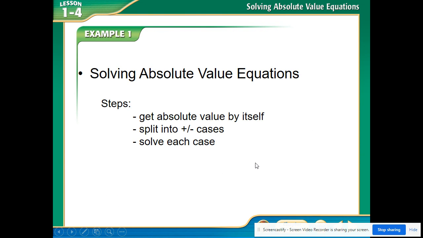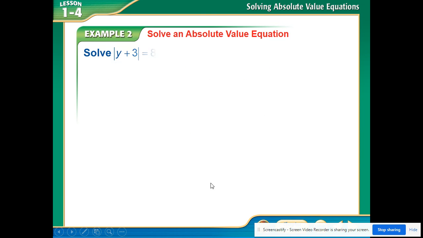How do we solve absolute value equations? We have to do a couple steps here. First, we're going to get the absolute value by itself, and then we're going to split it into a positive and a negative case, and then we're going to solve each of those cases. So let's go through these. Let's go through an example here.